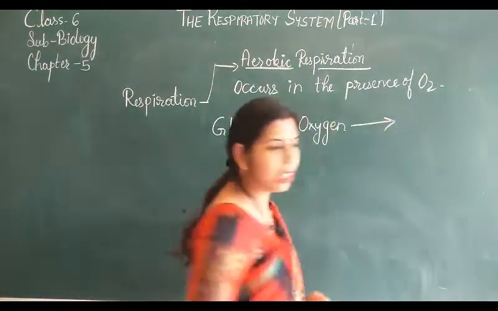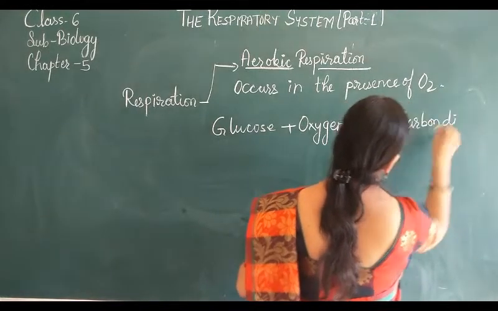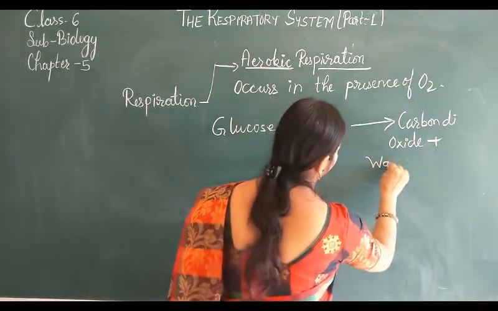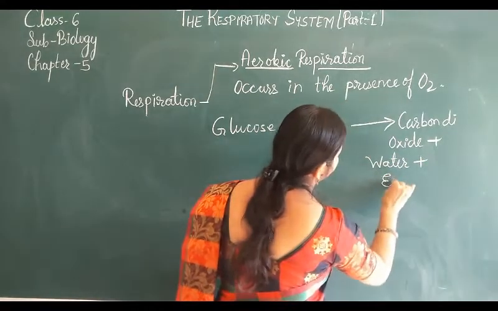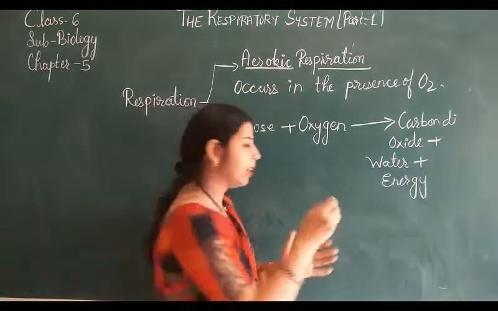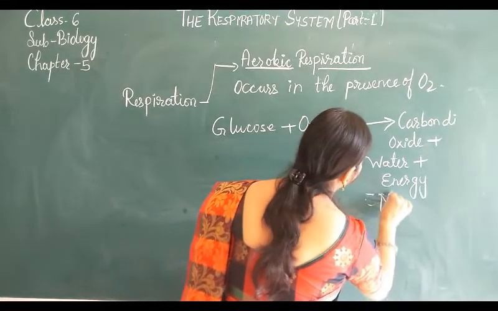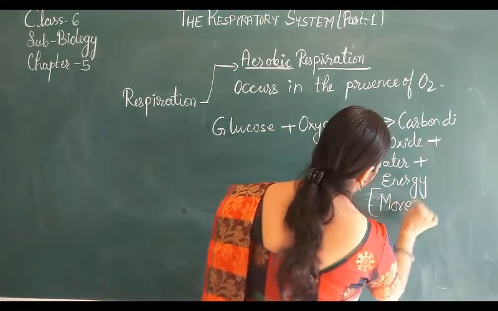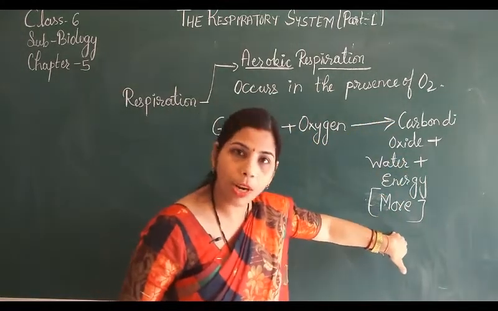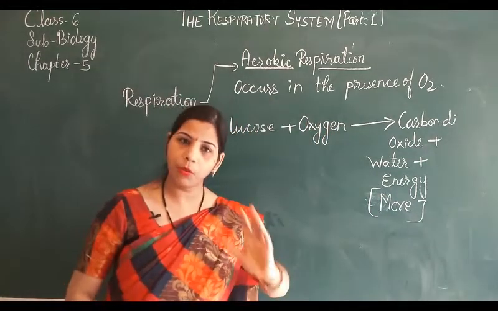Then what is it going to release? It is going to release carbon dioxide plus water plus energy. And the energy which is released by the aerobic respiration is a very huge amount, 38 ATP, and you can also write more energy. That means glucose, oxygen, carbon dioxide, water, and energy in more amount is released. This type of reaction, which we write in word form, is known as the word reaction.